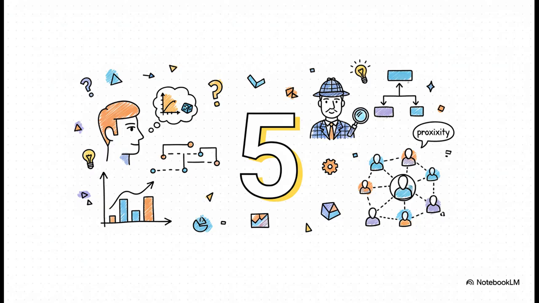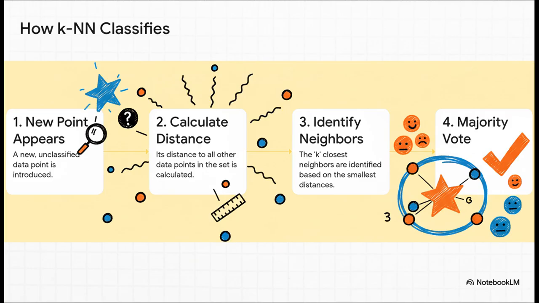You could look at just the single closest neighbor, where K equals 1, or you could ask a group of the 5 closest neighbors, where K equals 5. Figuring out the right K is actually a huge part of making this whole thing work. The process is really intuitive.